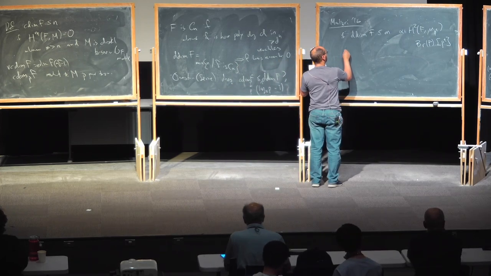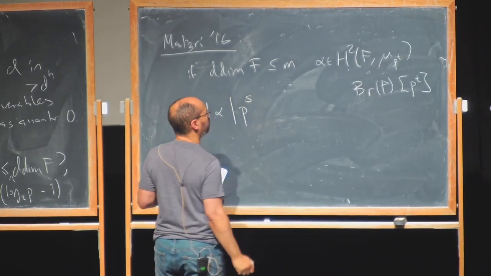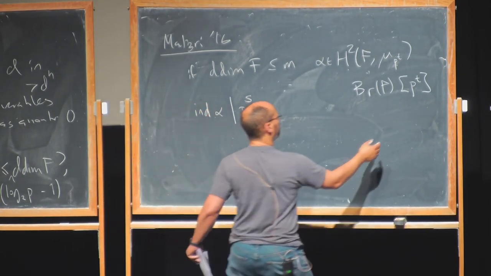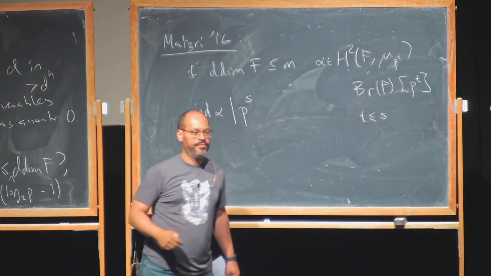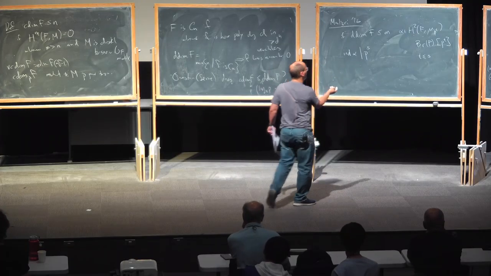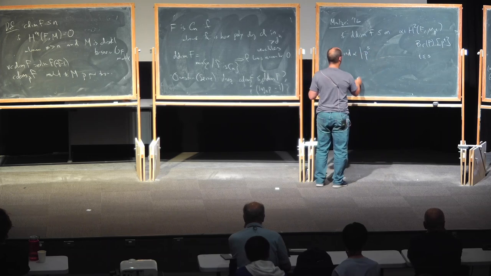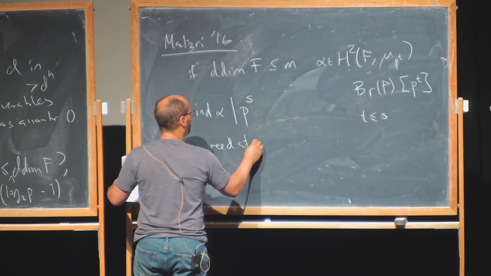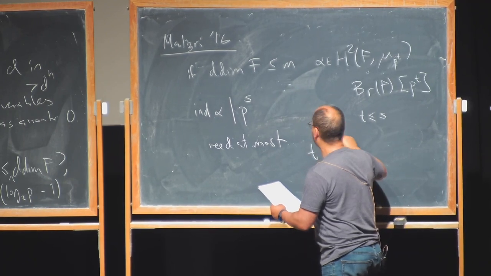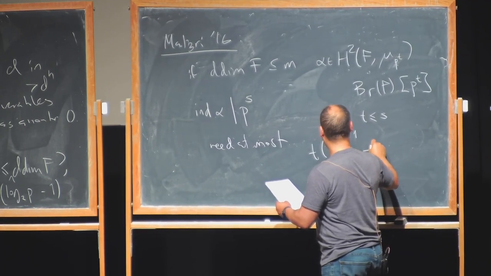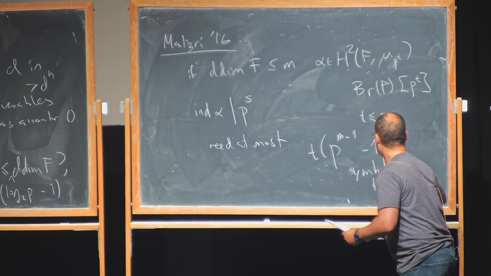And if the index divides P to the S, so the period divides the index. So here, T, we're going to assume, is less than or equal to S. So the question is, how many symbols do you need to write alpha? And so what he shows is that you need, at most, T times P to the m minus 1 minus 1 symbols to write alpha.